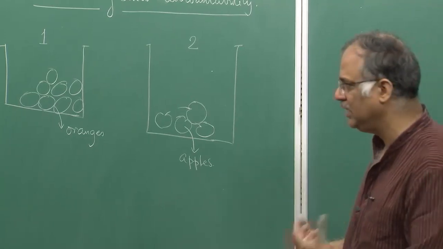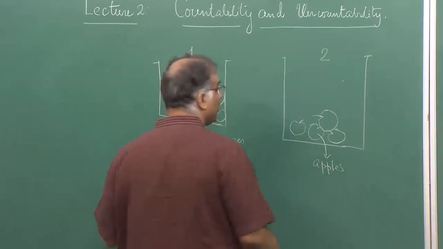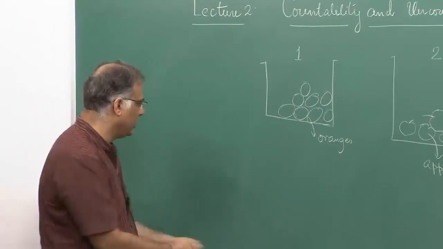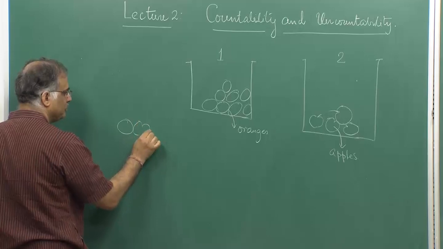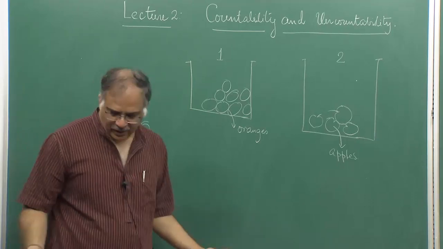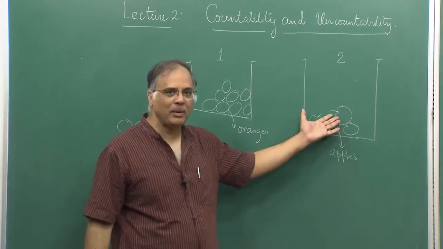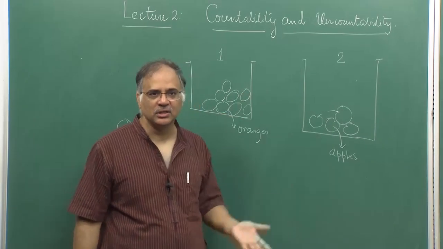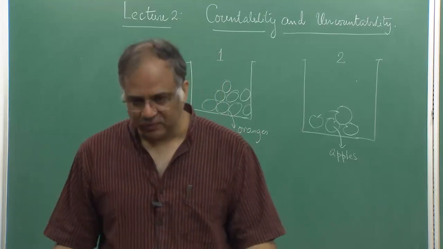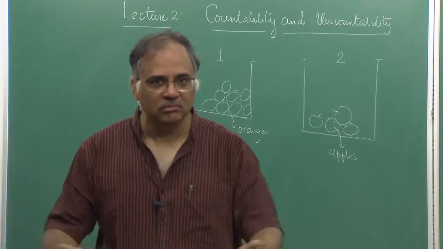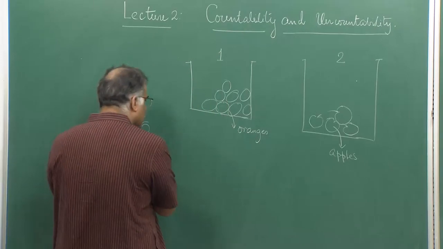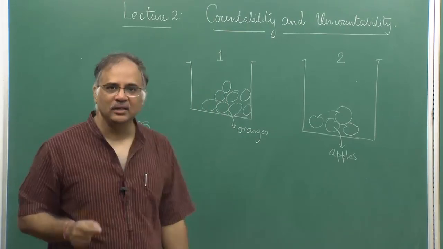Sometimes some students come up with the real answer, and that is exactly what counting is. You take an orange from here and take an apple from here, club them together, and keep them aside. You keep continuing to do it. Suppose you see that, okay, I finished the crate 2, there are no more apples, but there are oranges still left, so oranges are more. But if the reverse happens, then the apples are more. Or you see both of the crates are empty at the same time, then you have the same number of apples and oranges. So this process of corresponding one object with the other is exactly the method of counting.